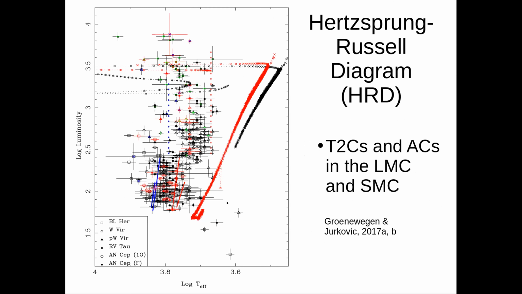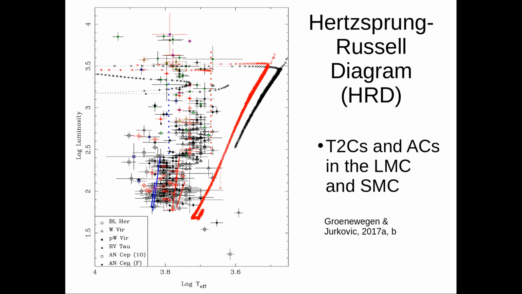And what is it that we get in the end? We get a Hertzsprung-Russell diagram for the type 2 Cepheids and anomalous Cepheids. And as you can see, here in the lower corner are the BL Herculis stars. They fit very nicely with the theoretical instability strip. The blue and the red lines show the different theoretical boundaries for the instability strip.